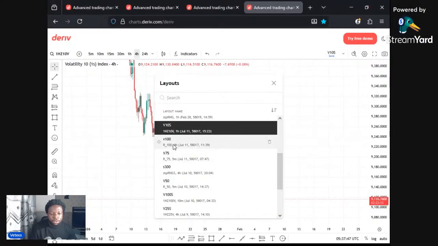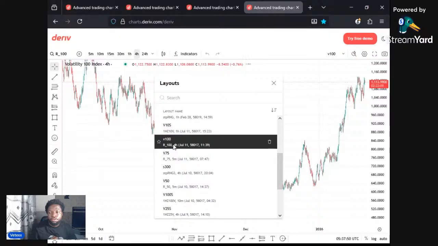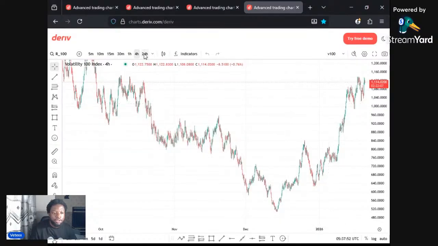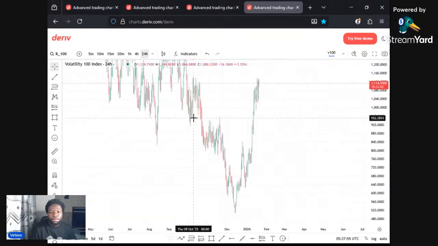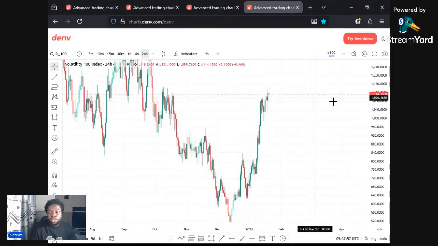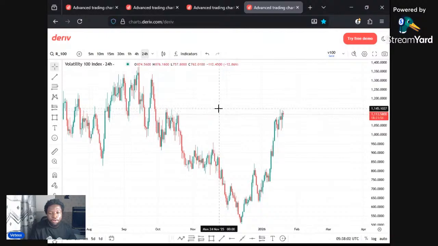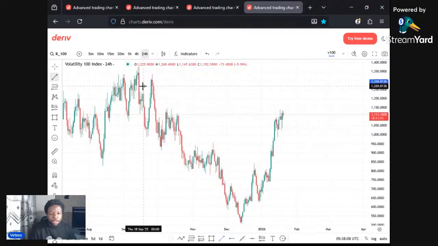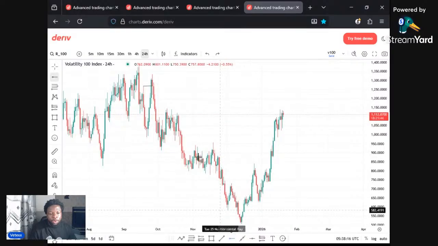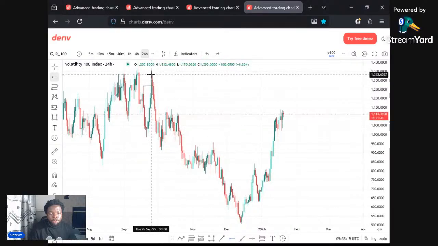The next we are going to go to is V100, volatility 100 index. On the weekly time frame, it's on a bearish move, but on the daily time frame, you can easily spot our sweep of liquidity. You want to tap into a sell zone on the daily time frame, sweep of liquidity, which is this. Here we have our protected high, which is this, and then we have our first break of structure, which is this.